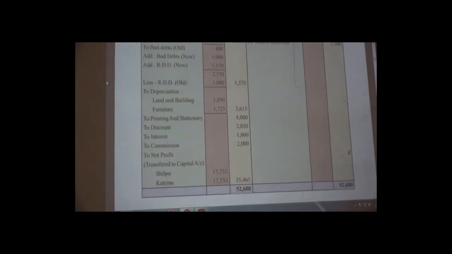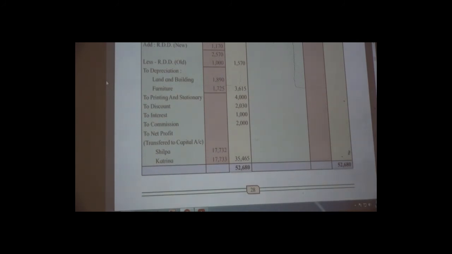And second effect, depreciation is a loss for the firm. That's why this loss is to be shown on the debit side of the profit and loss account. So see here, this is the debit side of the profit and loss account. Write here systematically, to depreciation. Why? Because the depreciation is to be charged on two assets. Okay, so write to depreciation. Then on the next line, our first asset is land and building. Write down the amount we have calculated, 1,890. This is the 5% depreciation on our land and building.